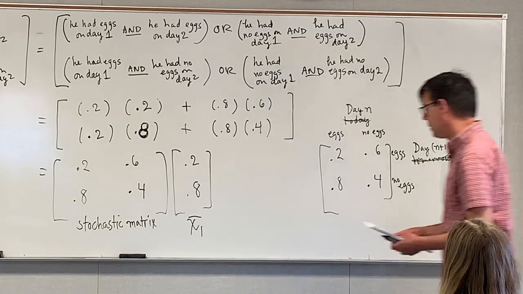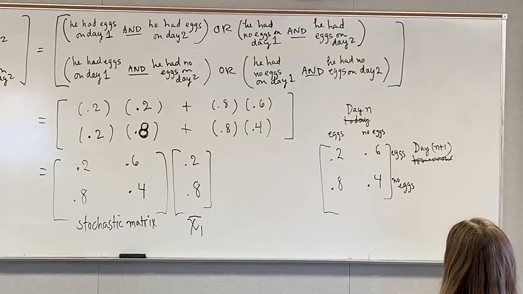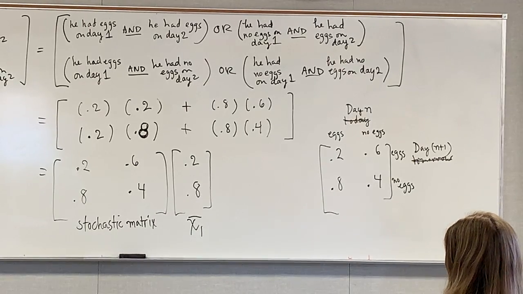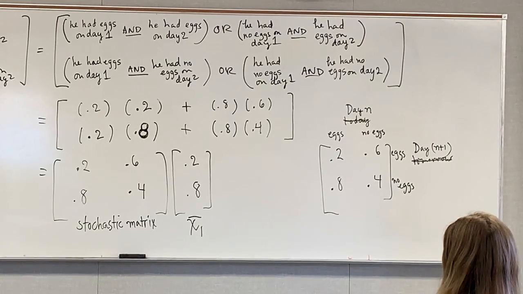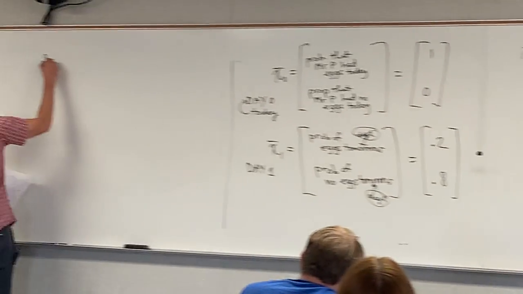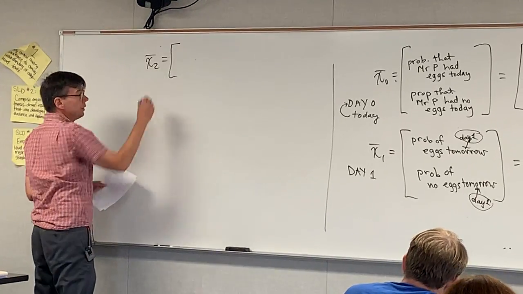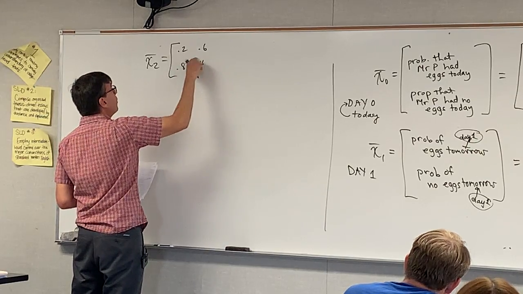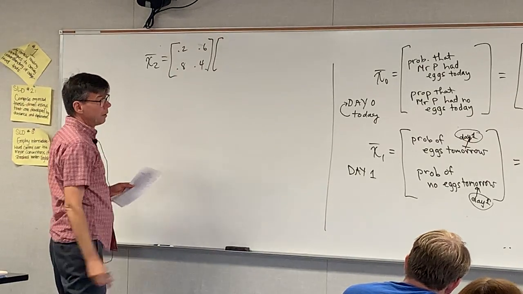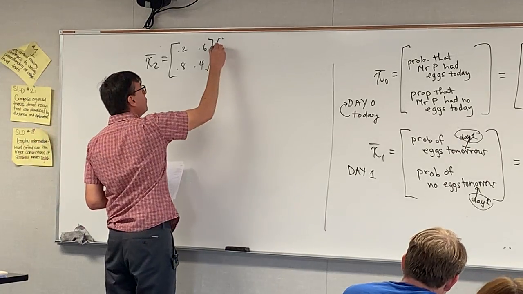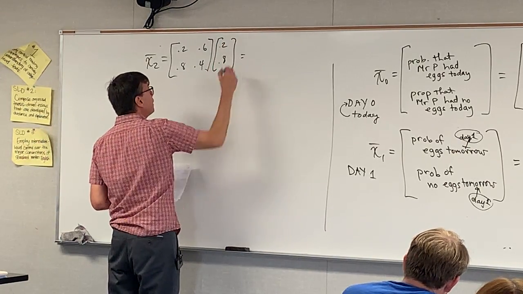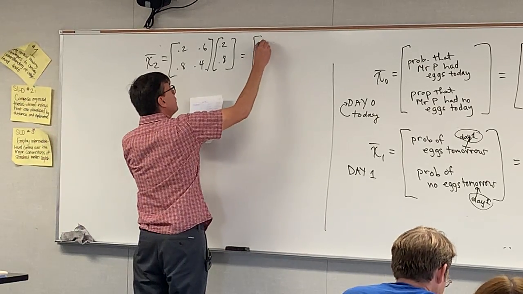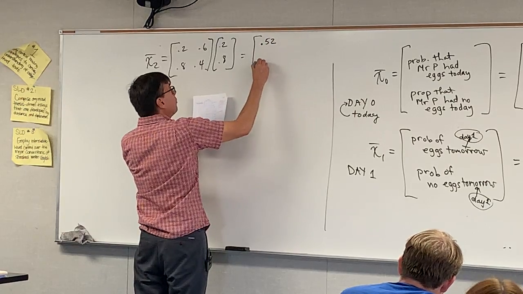And what is this, by the way? So x2, which is the matrix 0.2, 0.6, 0.8, 0.4 times the vector 0.2, 0.8, turns out to be 0.52, 0.48.